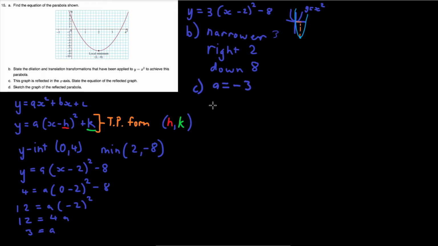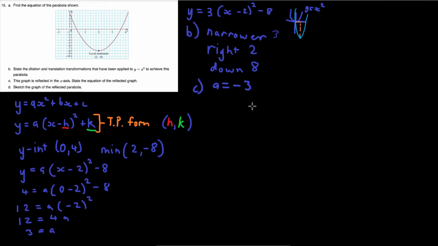So normally a parabola will be a smiley face with a minimum if the A value is positive. But if it's getting flipped or reflected, that would mean it would have a maximum, and also it would be a frowny face. Now, question D asks us to sketch, so we'll have a look at that when we get to it. So our A value has changed from a +3 to a -3.